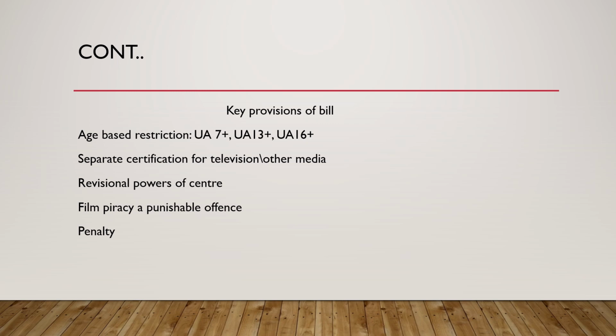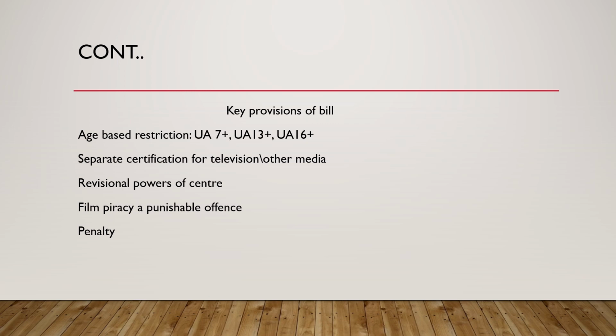Then we have a separate certificate for television and other media. Films with an A or S certificate will require a separate certificate for exhibition on television or any other media prescribed by the central government. A is for adults, S only for members of any profession or class of persons. So there is separate certification for television media.